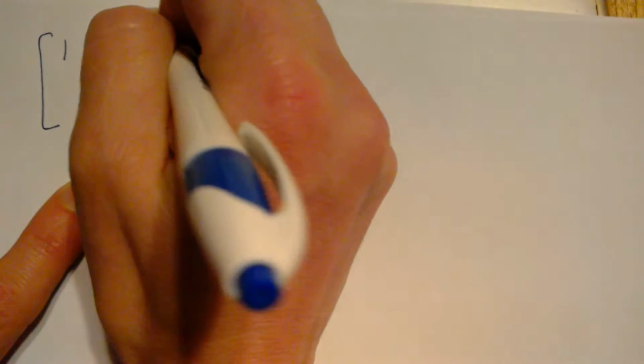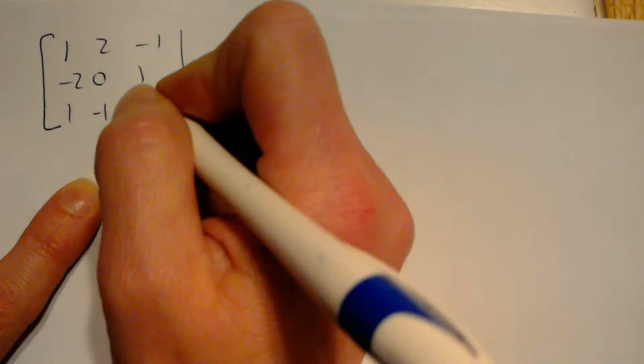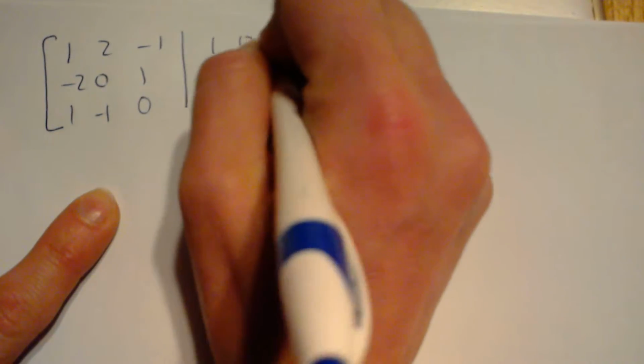What we're going to do is set it up. So say I have my matrix: 1, 2, negative 1; negative 2, 0, 1; 1, negative 1, 0. I'll just put a line there, and on the other side of this line, I'm going to put my identity matrix.